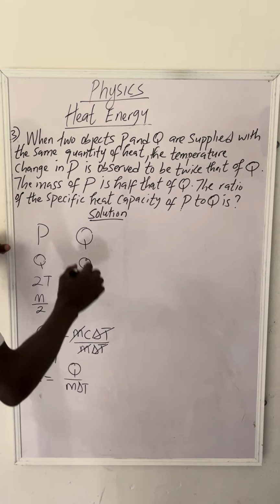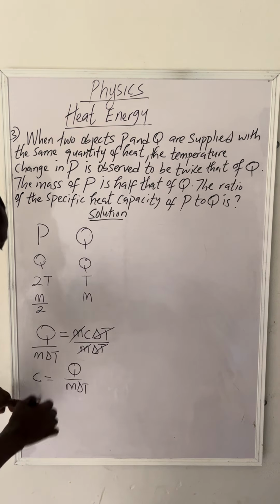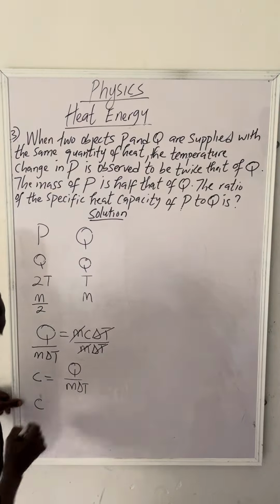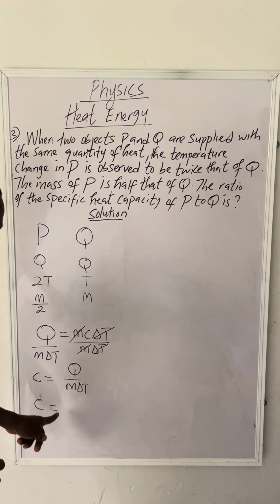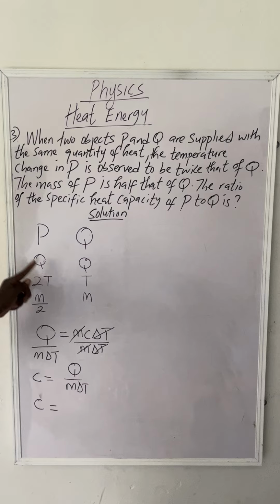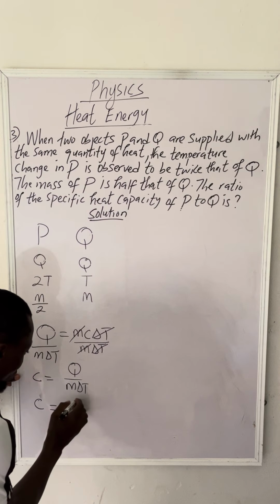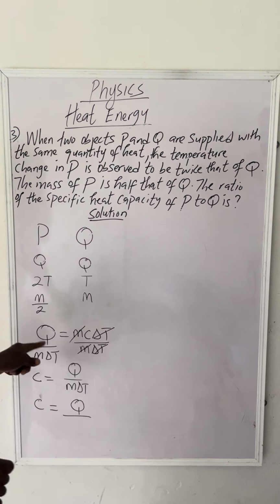So what I'm saying is this. Here, specific capacity of P first. So that is going to give us, we are trying to manage the space. Q is still Q. We are substituting this here now. Q is still Q, so I'm going to put Q over, what is our M? You know, this is our normal formula, but we are putting the parameter as gotten from the question into this. So our M for P is M over 2. So I'm going to say M over 2. Then multiply by temperature rise for P, which is 2T.